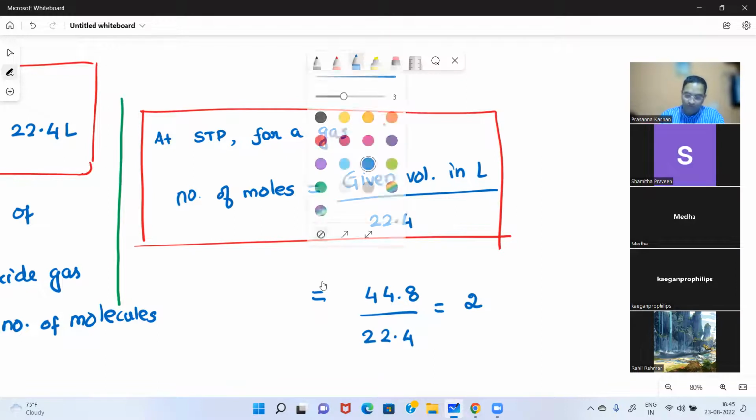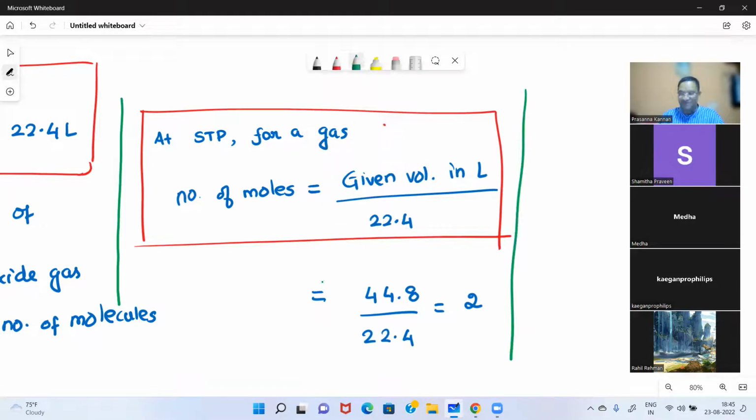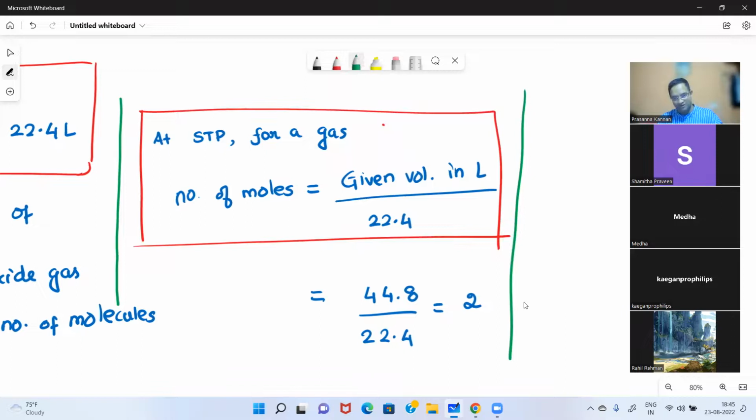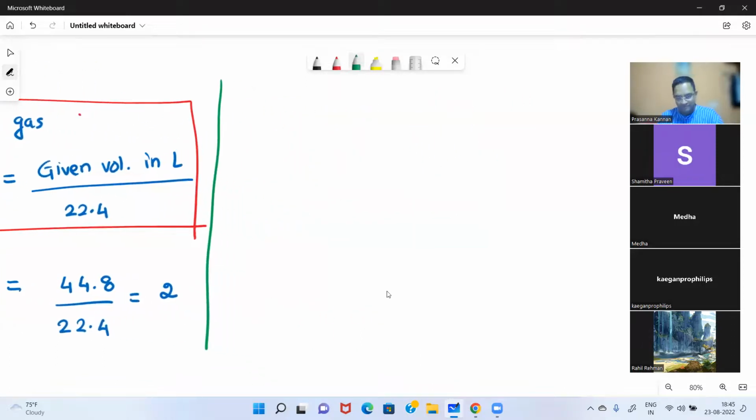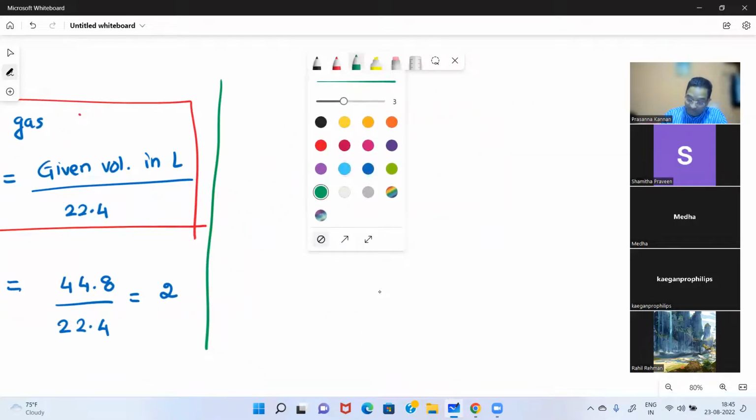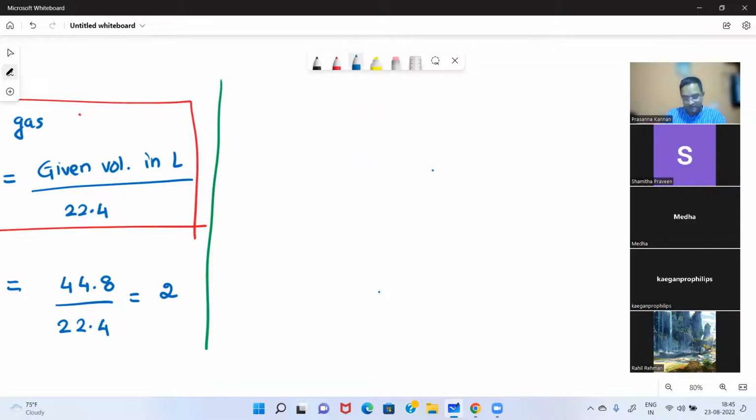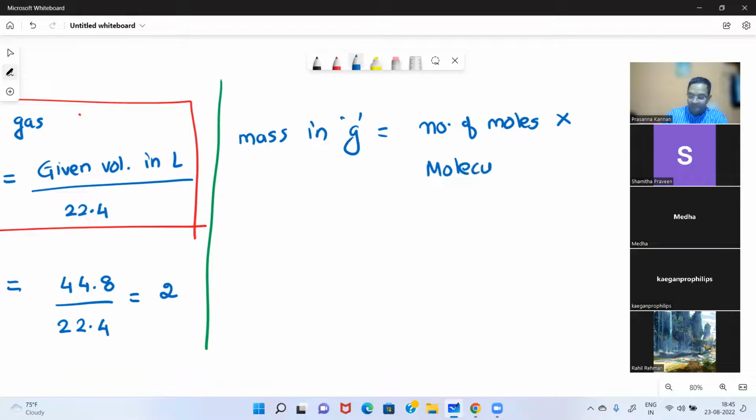Once you know the number of moles, you know how to find the mass and the number of molecules. I'm not going to write the formula once again here, but we'll directly substitute. So mass in grams is simply given by the number of moles multiplied by the molecular mass. I told you that, right?